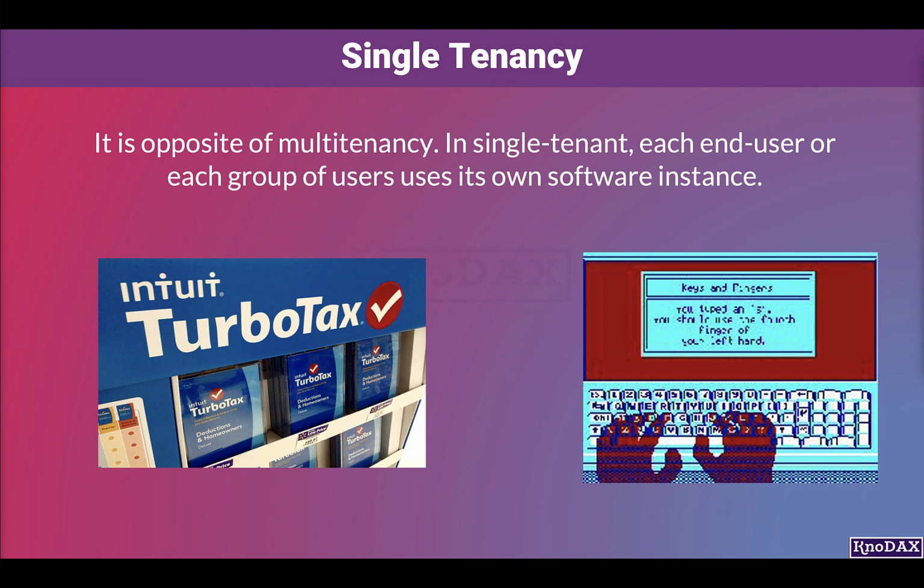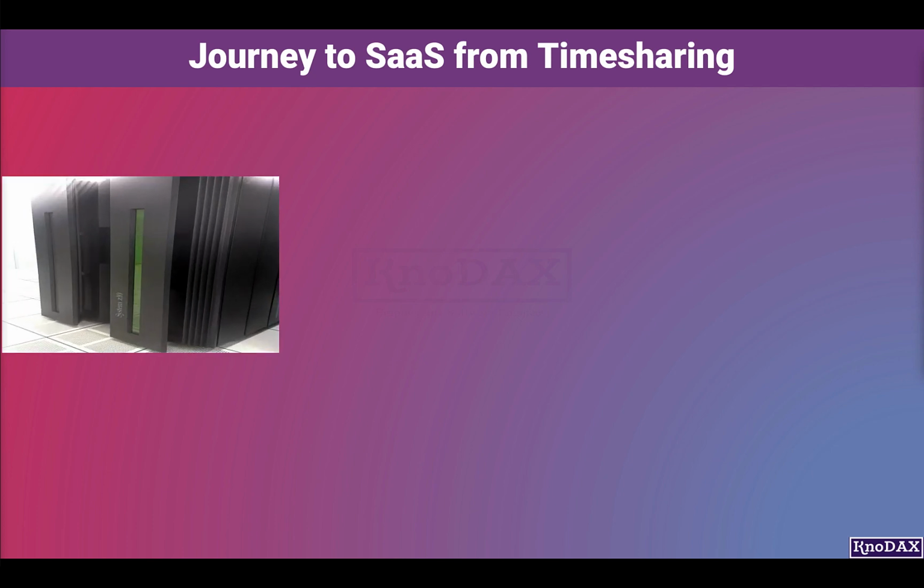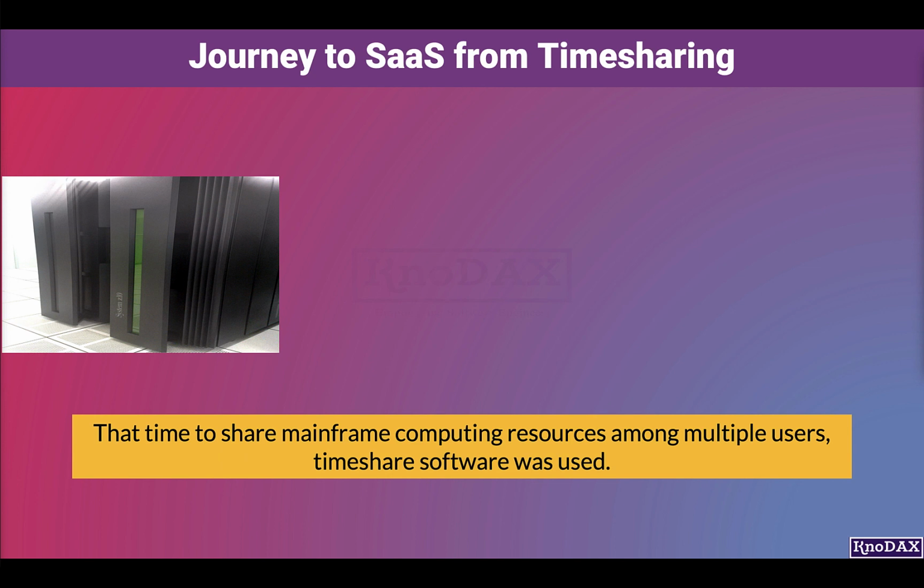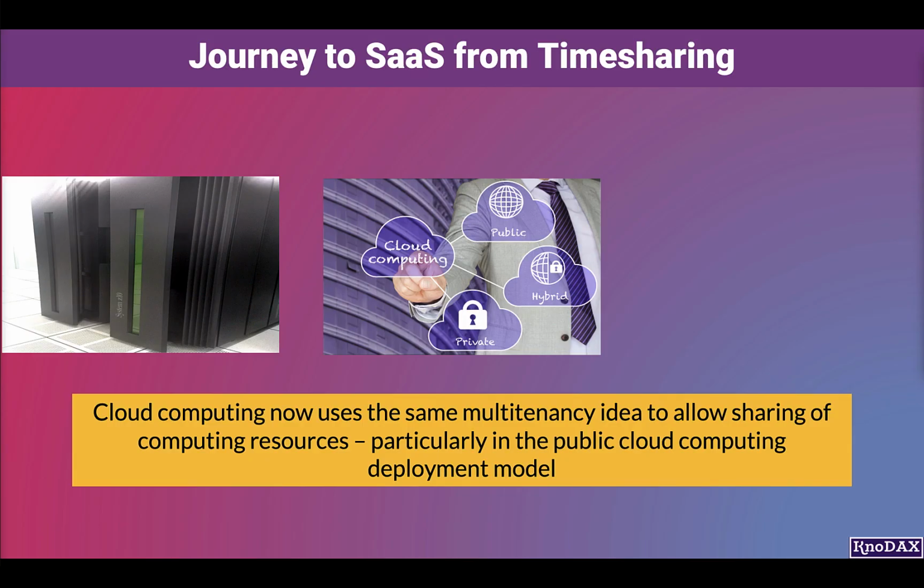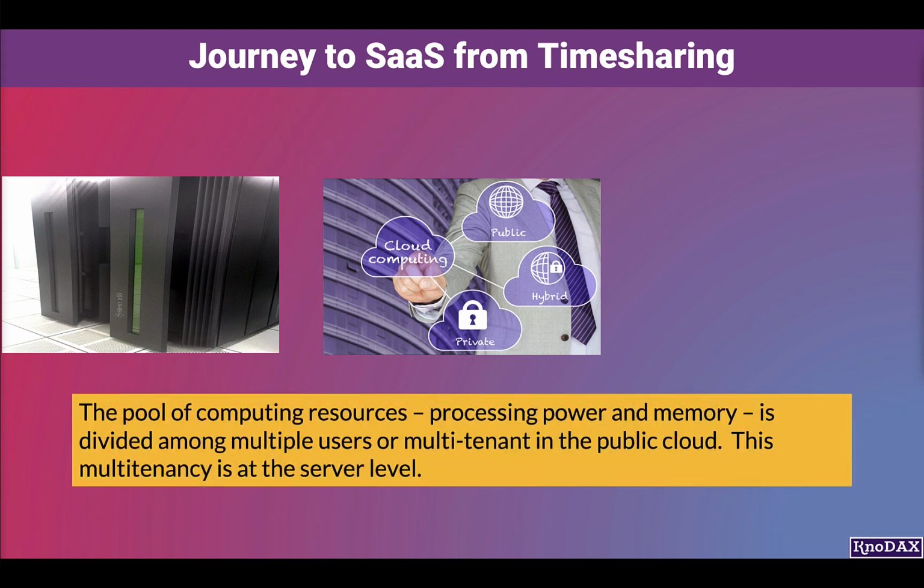The multi-tenancy concept is not new. In the mainframe era, which was around the 1960s, timeshare software was used to share mainframe computing resources among multiple users. Cloud computing now uses the same multi-tenancy idea to allow sharing of computing resources, particularly in the public cloud computing deployment model. The pool of computing resources, processing power and memory, is divided among multiple users or multi-tenants in the public cloud. This multi-tenancy is at the server level.